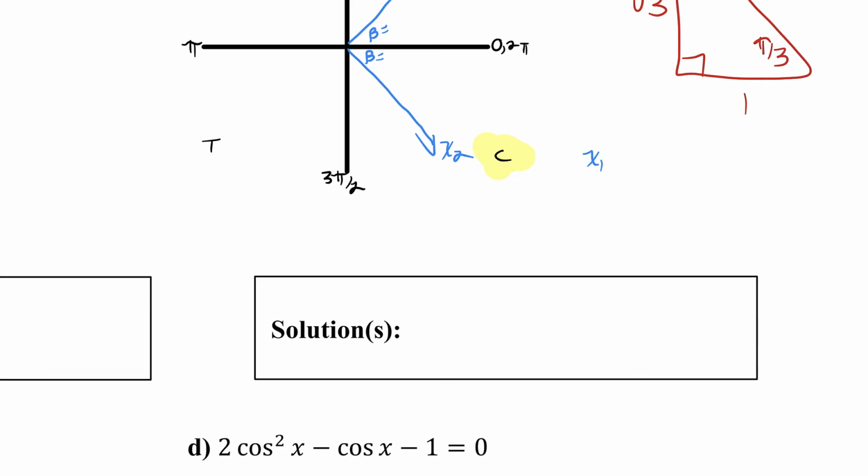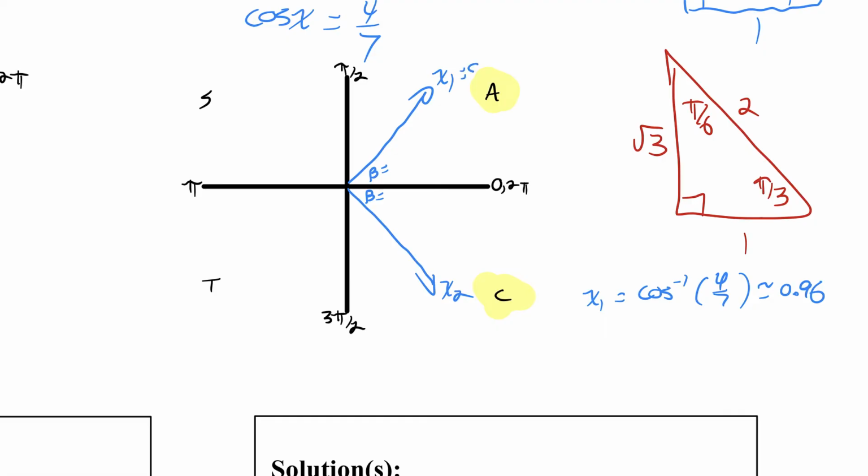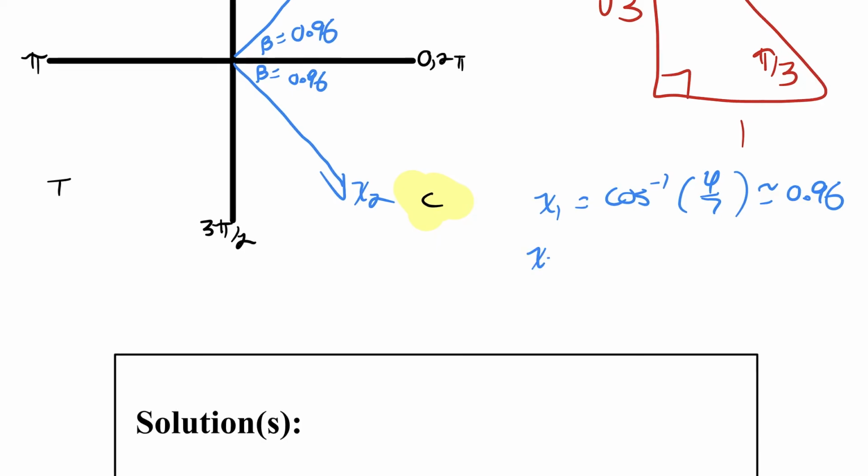So I'd say x1 is inverse cosine of 4/7, and that is about 0.96. In quadrant 1, if the answer is 0.96, that's also the reference angle. So I know the reference angle in quadrant 4 is also 0.96, and I can get that angle number 2. I notice that it is 0.96 short of 2 pi, so I'll do 2 pi minus 0.96. It gives me about 5.32.